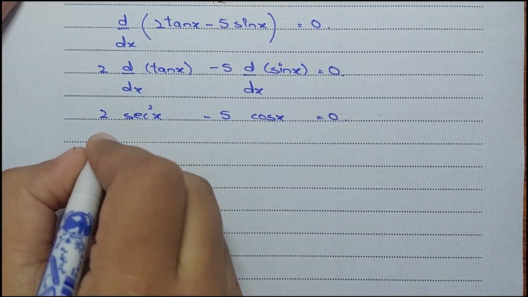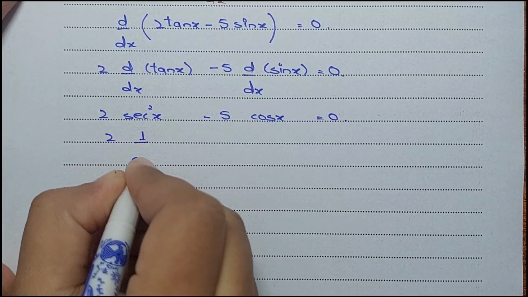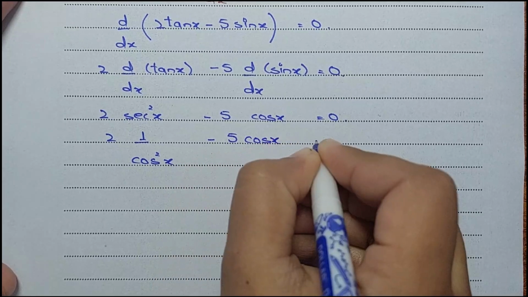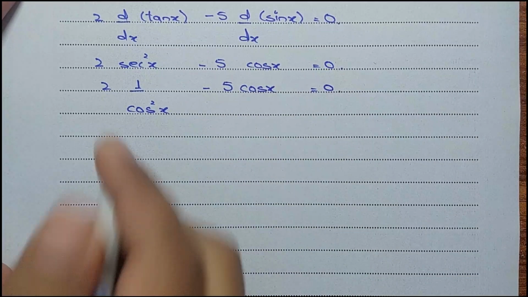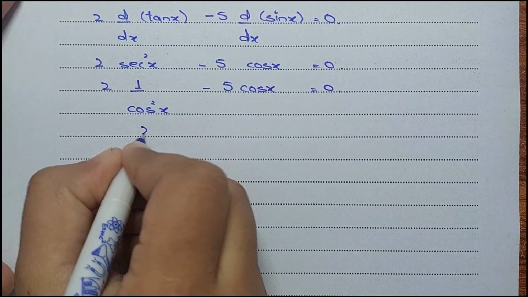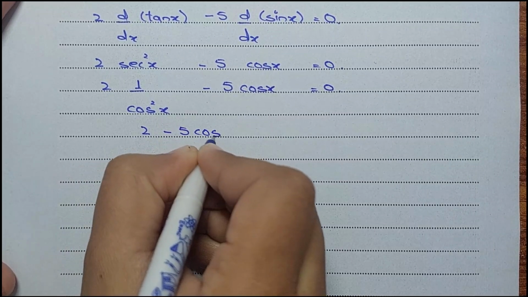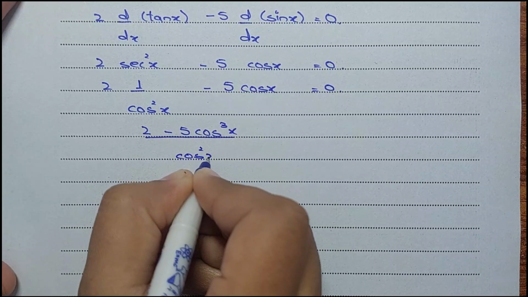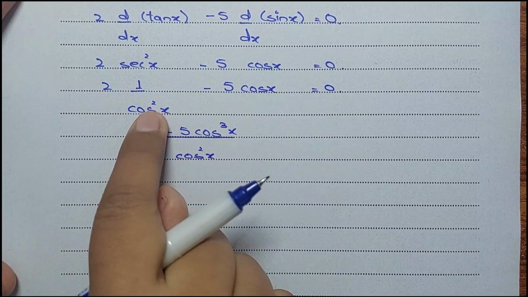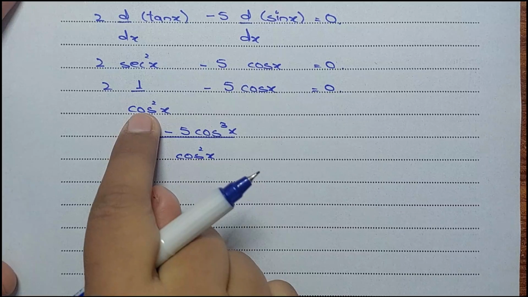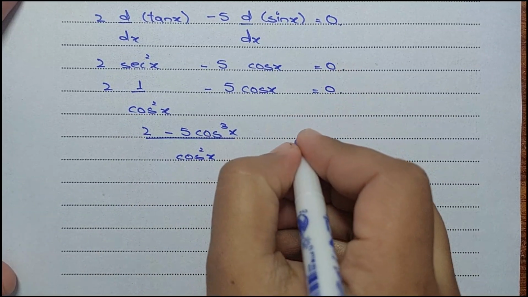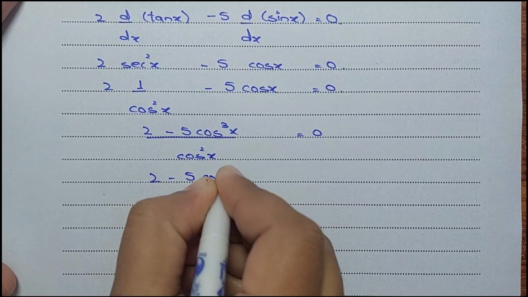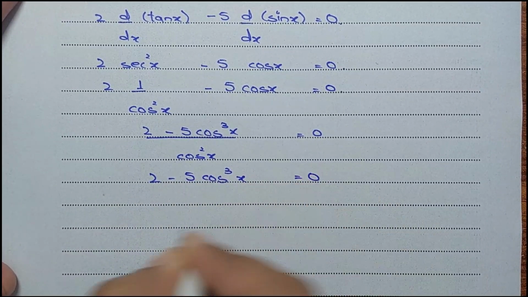equals 0. Secant is basically the reciprocal of cos, so 1 over cos squared x minus 5 cos x equals 0. Now this is 2 minus 5 cos cubed x divided by cos squared x. 2 times 1 is 2, and minus 5 cos x with cos squared is cos cubed. This equals 0. Cross multiply: 2 minus 5 cos cubed x equals 0.